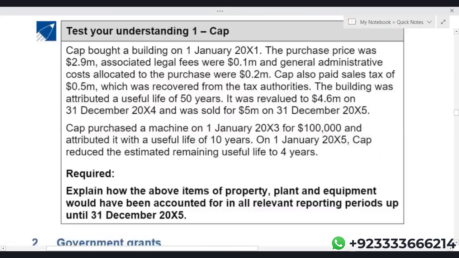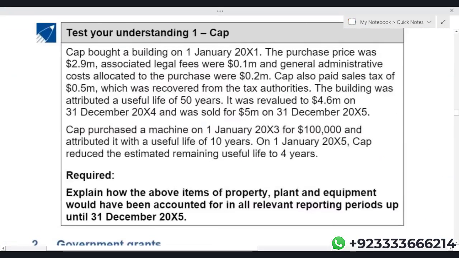Okay, now there's one test your understanding question. Students, just read this within 2 minutes. So within 2 minutes, we'll start the discussion of this question. I want everyone to read it, please.